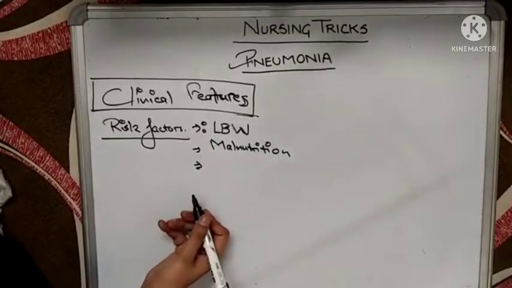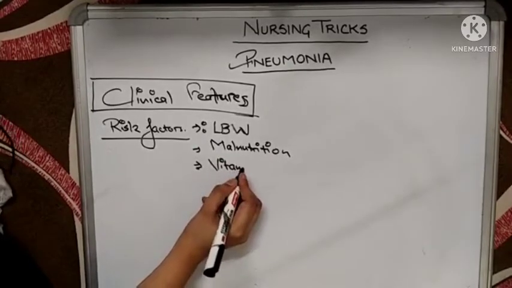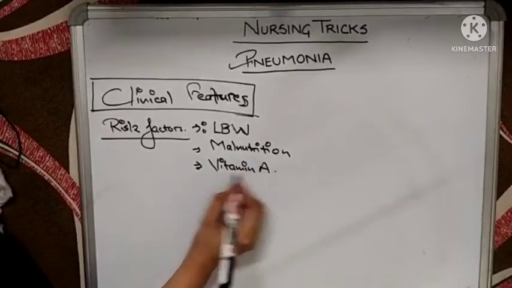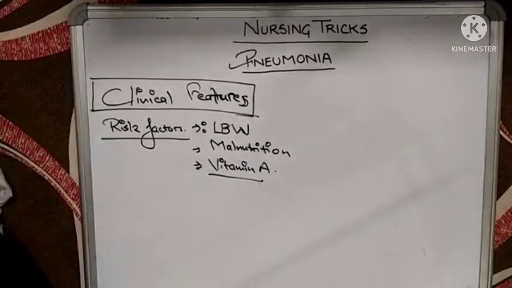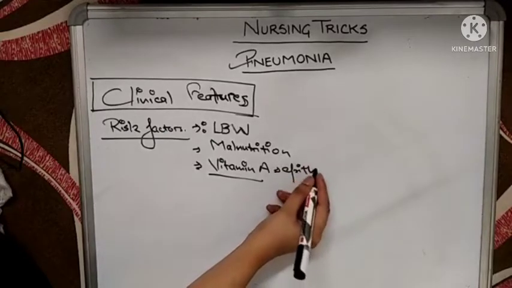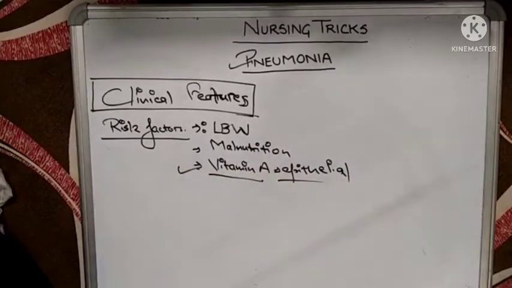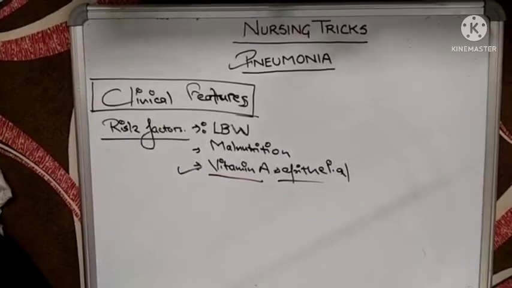Then very important to note: deficiency of which vitamin can lead to pneumonia? It is vitamin A. And why? Because vitamin A is responsible for epithelial cell regeneration, and if there is a deficiency of this particular vitamin, it can lead to pneumonia.